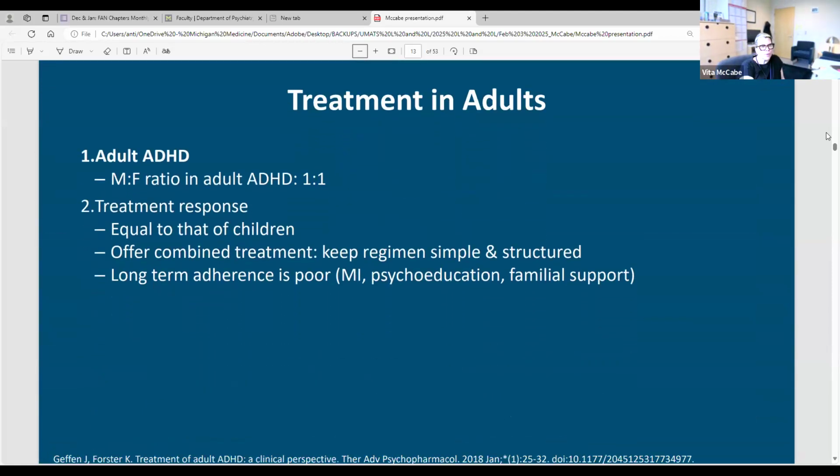So what about treatment? Well, in adults, the male to female ratio is equal. Treatment response in adults is about equal to that in kids. So good response rates. Regimens are best when simple and structured. But really interestingly, just like in kids, long-term adherence to medication is poor. Next slide.